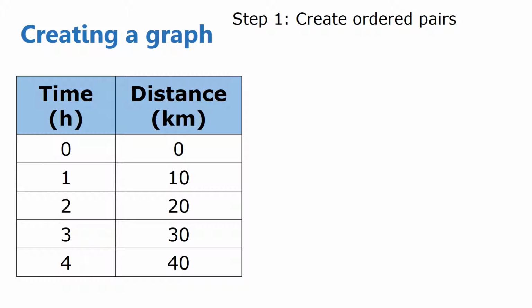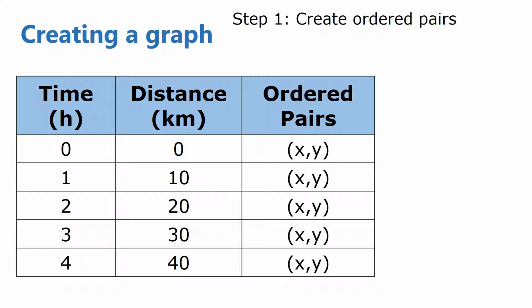Step 1. Create ordered pairs. Let's add another column to our table to help us organize. This will be for ordered pairs. Ordered pairs are always in the format bracket, x value, comma, y value, and bracket. So for each row of the table, we would write the time value for x and the distance value for y. If you have your table values set up correctly, this is easy because it's always the first column and then the second column. For the first row, we have bracket, 0, comma, 0, and bracket. For the second row, 1, 10, and so on for the rest.